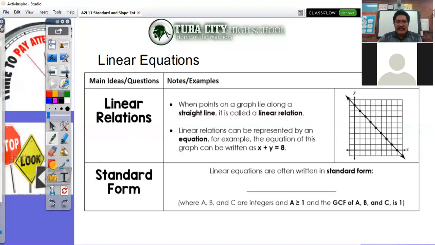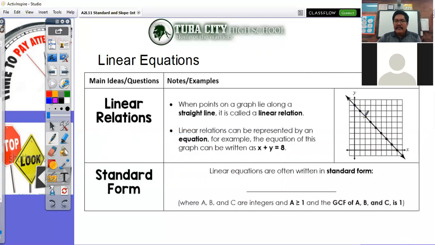Okay, so linear equations. From the last lesson, it would be straight lines basically, right? You have straight lines, that's called a linear relationship. The root word is line, so it's like line-er, just means line. Linear relations can be represented by an equation. For example, here on the picture to the right, we have x plus y equals 8. So it crosses at y equals 8 and x equals 8.